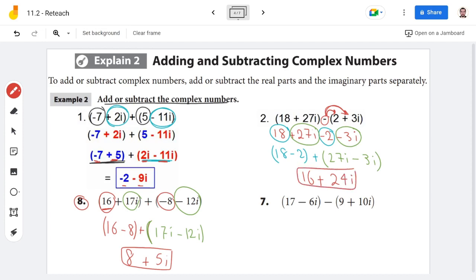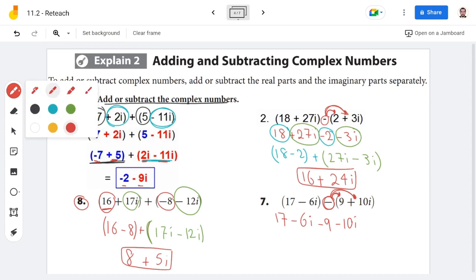Now let's do the same thing here. Let's distribute the negative for this number and this number. So now let's rewrite the equation. 17 minus 6i, minus times positive 9, which is equal to negative 9, minus times positive 10, minus positive negative 10i. Now let's add the like terms.